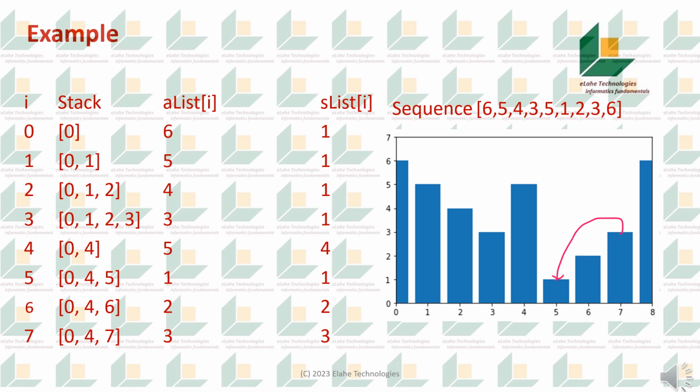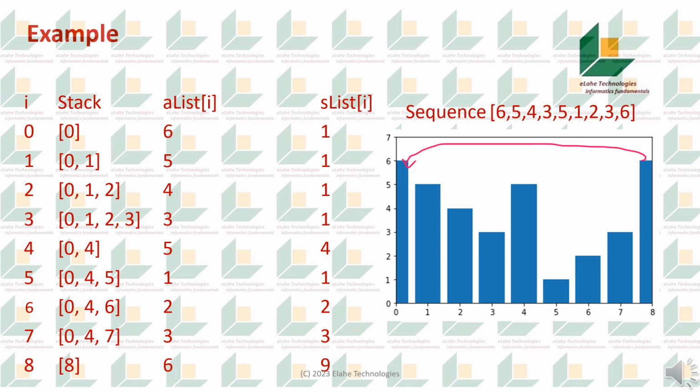The number in position 7 is 3. Its span is 3 since looking backwards to its immediate left, there are 3 elements including itself which are less than or equal to 3. We pop the index 6 from the stack. Then we push 7 onto the stack. The number in position 8 is 6. Its span is 9 since looking backwards to its immediate left, there are 9 elements including itself which are less than or equal to 6. We have now successfully computed the span values for all the elements in the input array.